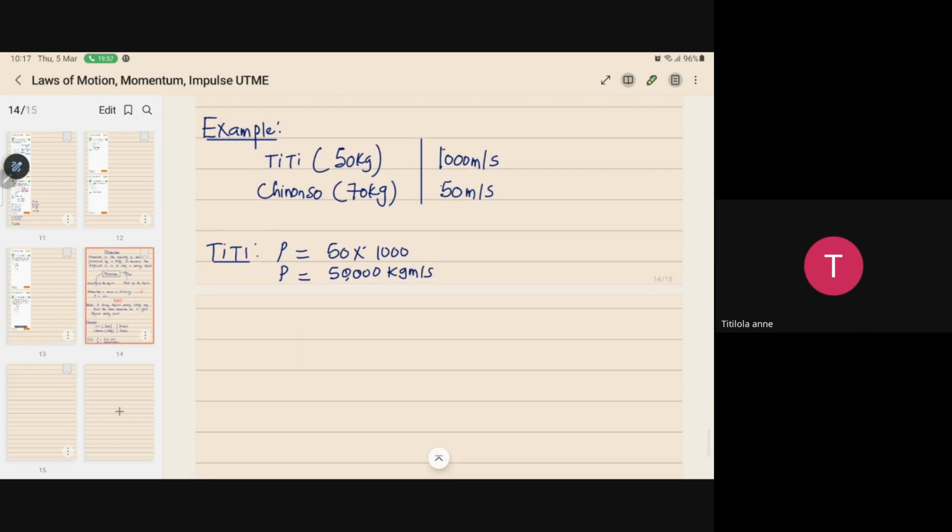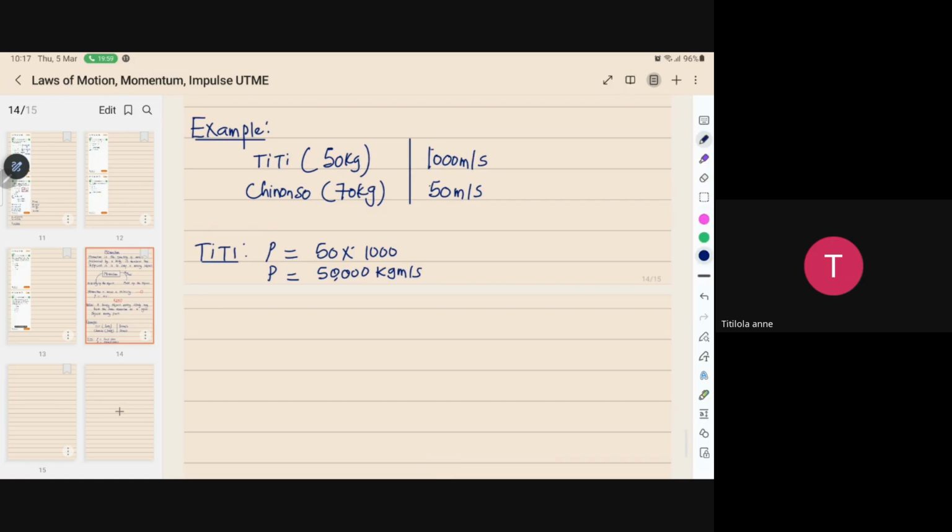All right. So that said, let's go to Chinonso now. Let's have Chinonso right here. I want us to be very fast today because my stomach is singing the national anthem. So we have the momentum right here equal to 70 multiplied by 50.